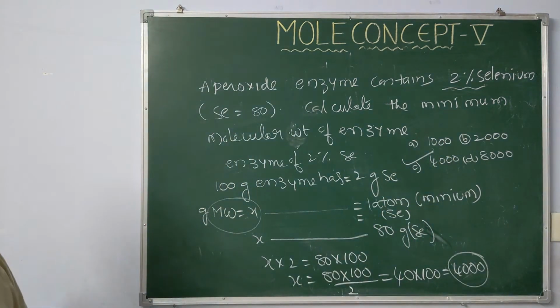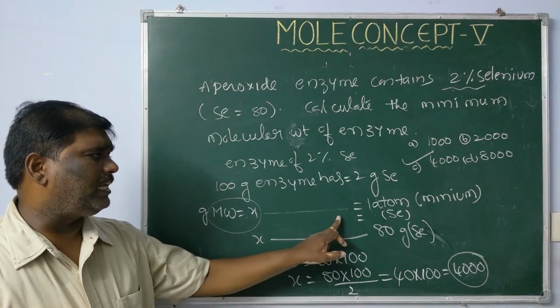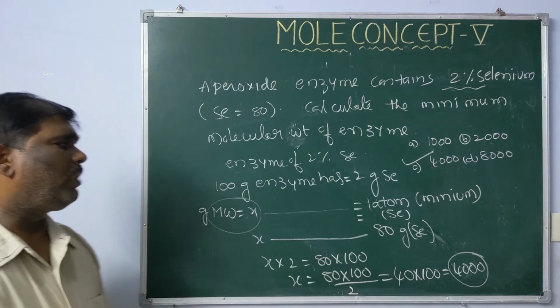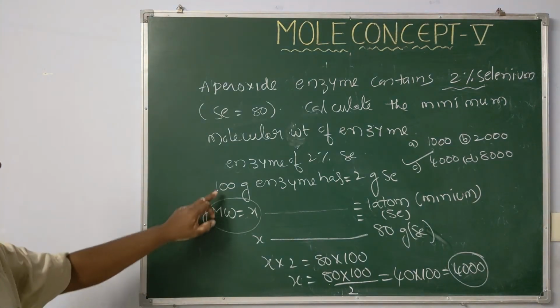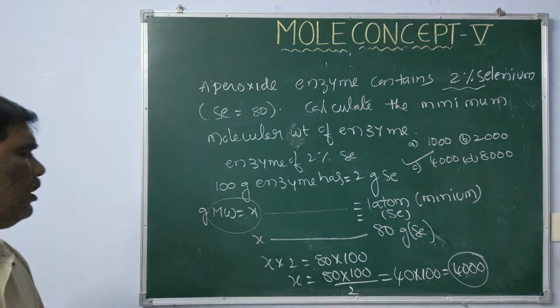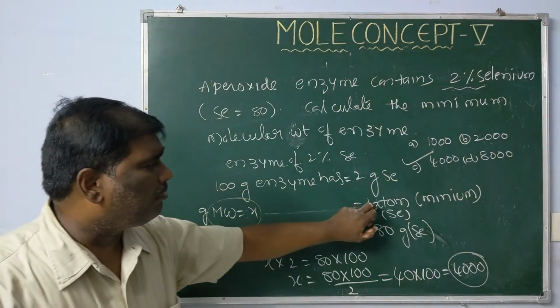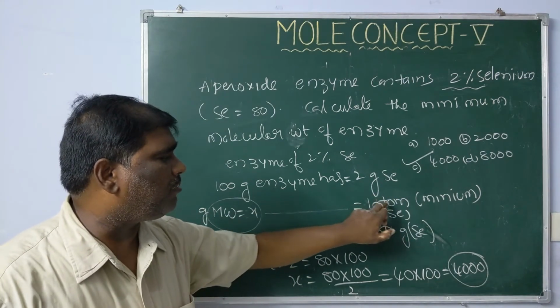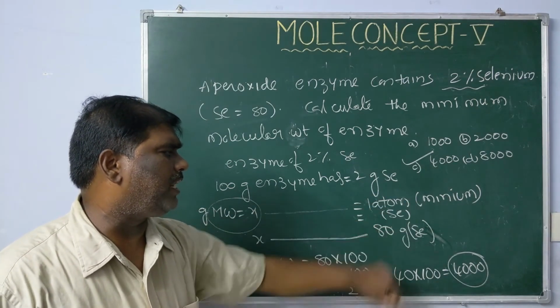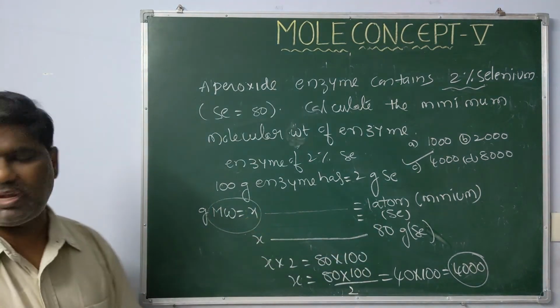Minimum molecular weight is estimated by taking at least 1 atom. So I repeat once again. Every 100 grams of enzyme has 2 grams of selenium. We have to find the molecular weight of the enzyme if it contains a minimum of 1 atom of selenium. 1 atom of selenium is 80 grams. On cross multiplication we get X.